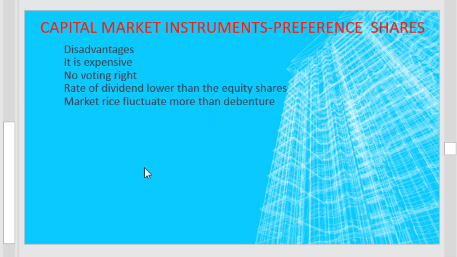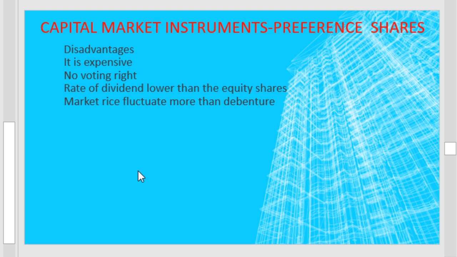Then the disadvantages of preference shares. First, it is an expensive source of finance as compared to debt, because generally the investors expect a higher rate of dividends on preference shares as compared to the rate of interest on debentures. Therefore, it is an expensive source of finance to the company, since they will get the fixed rate of dividends. The second disadvantage is that they do not enjoy the voting right.